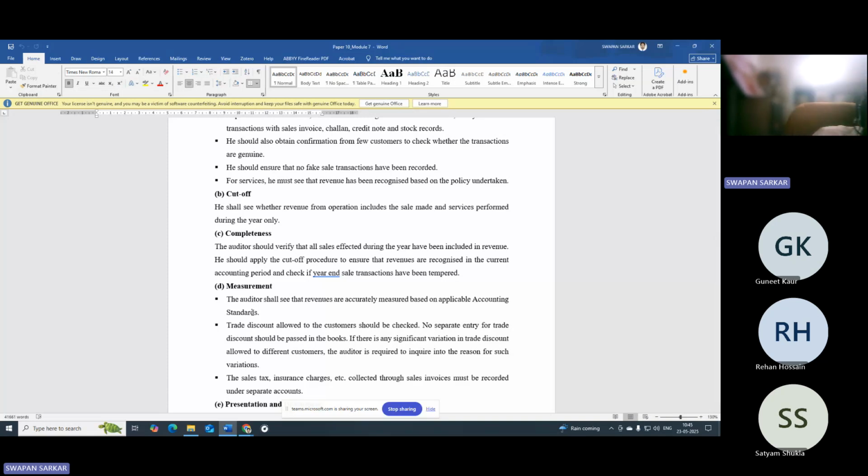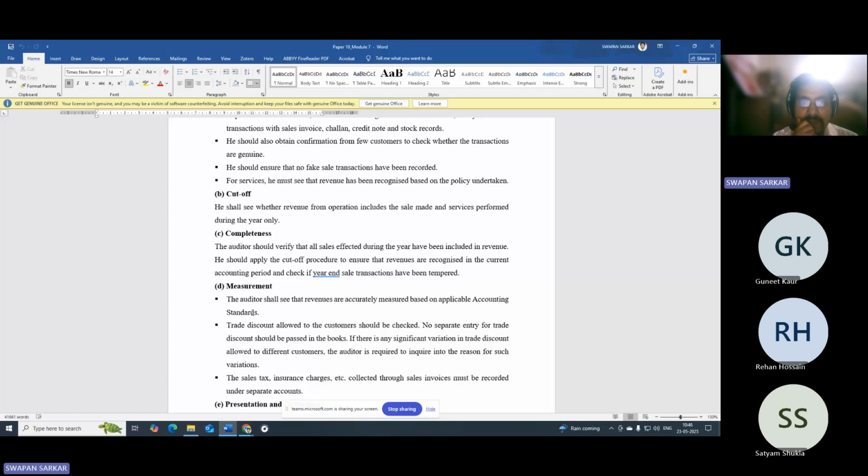Completeness. The auditor should verify that all the sales effected during the year have been included in the revenue. He should apply the cutoff procedure to ensure that revenues are recognized in the current accounting period and check if year-end sale transactions have been tampered.